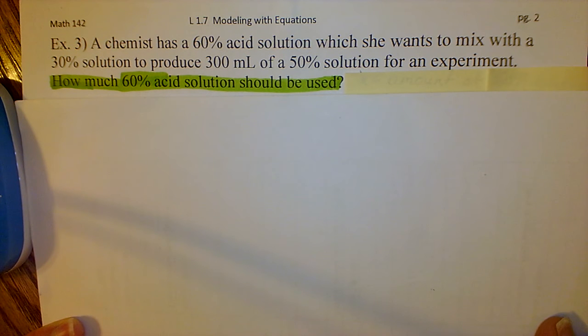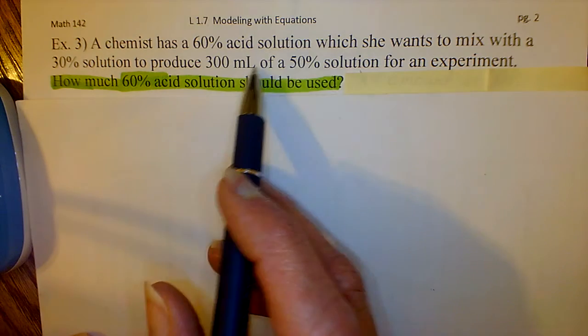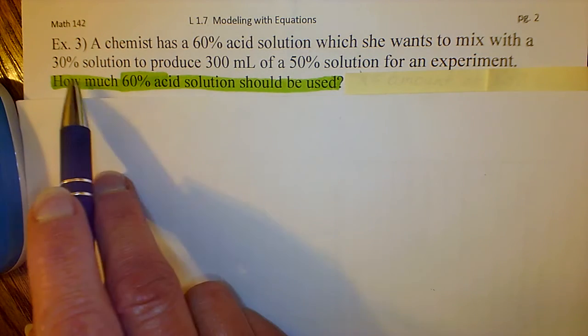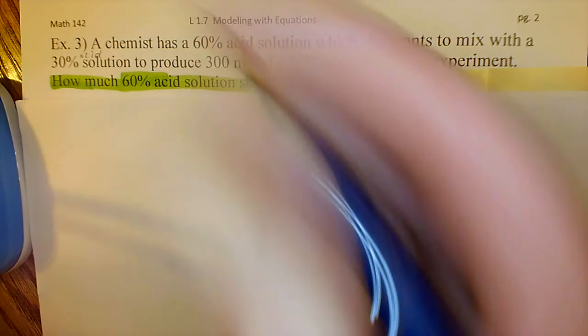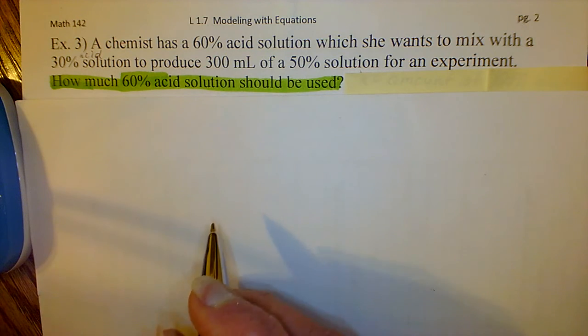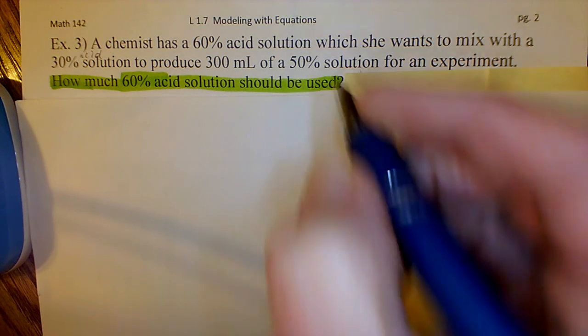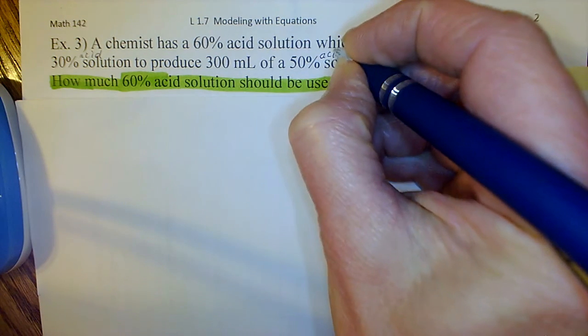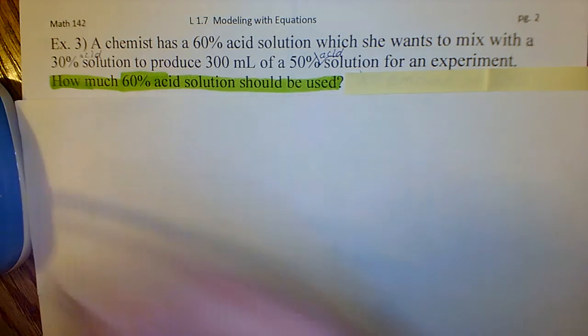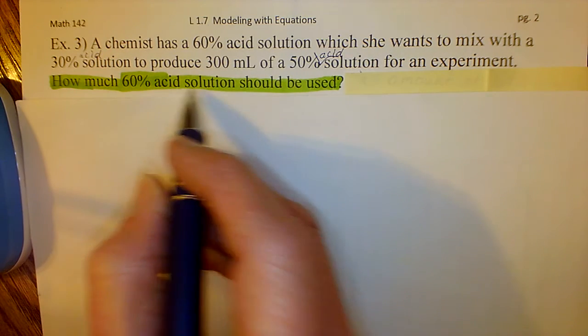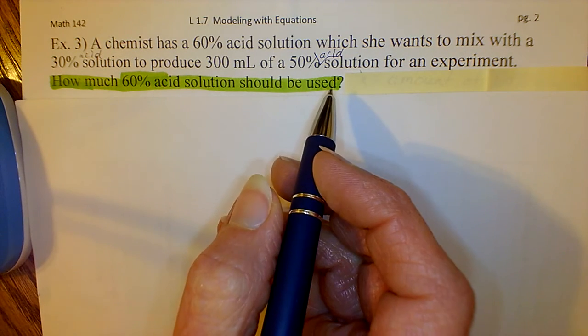So let's take a look at example 3. A chemist has a 60% acid solution which she wants to mix with a 30% acid solution to produce 300 milliliters of 50% acid solution for an experiment. Sorry, apparently some typos going on there. How much 60% acid solution should be used?